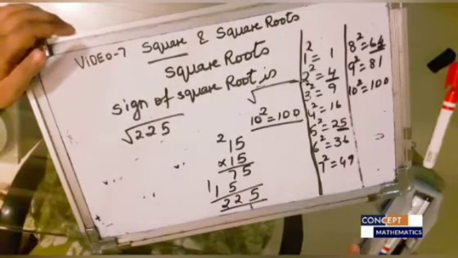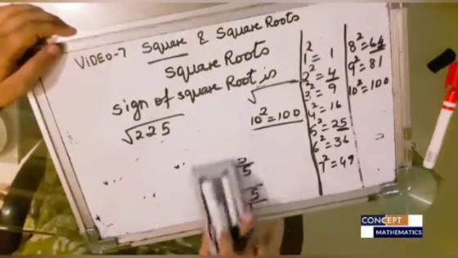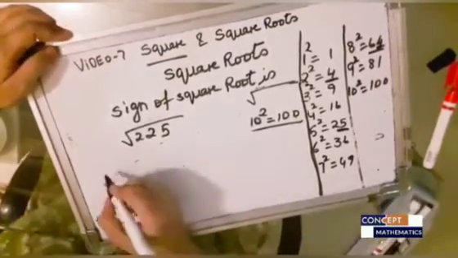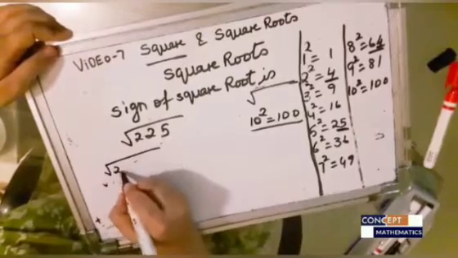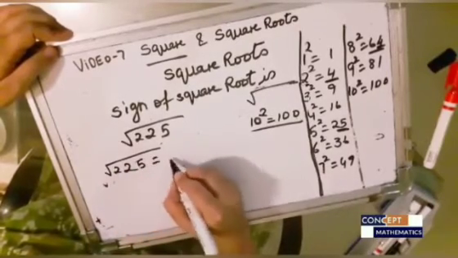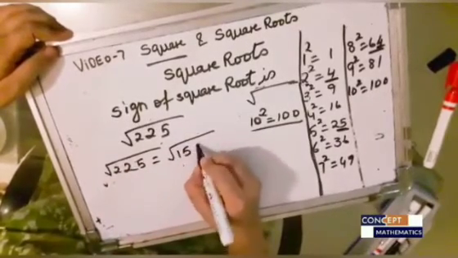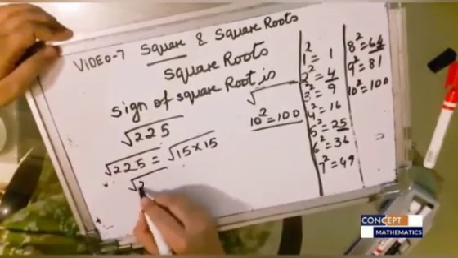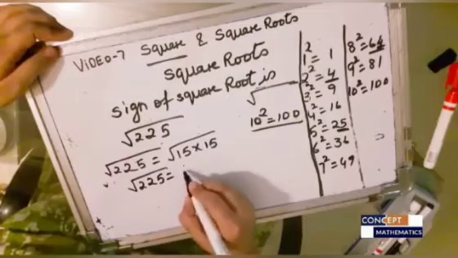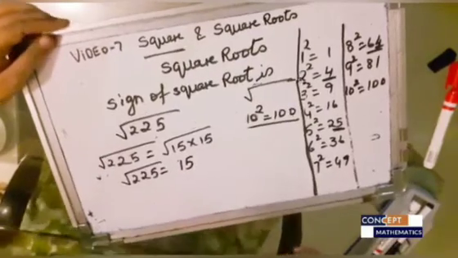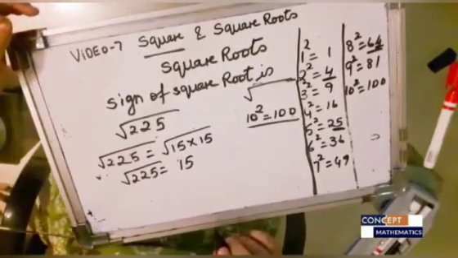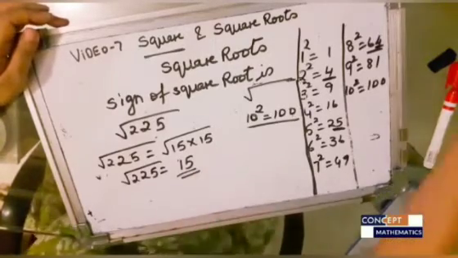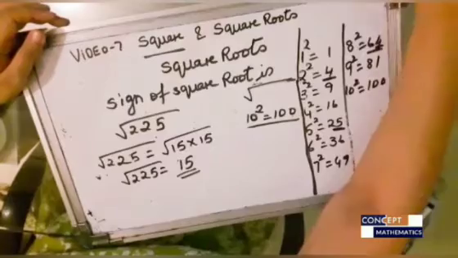So the square root of 225 is 15. Again we will write it how? That is 225 equals 15 into 15. But square root of 225 would be what? Only 15. So square root of 225 is 15.